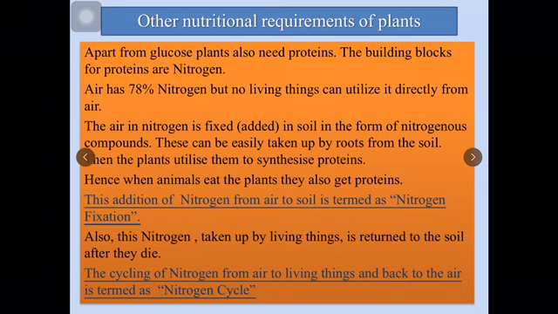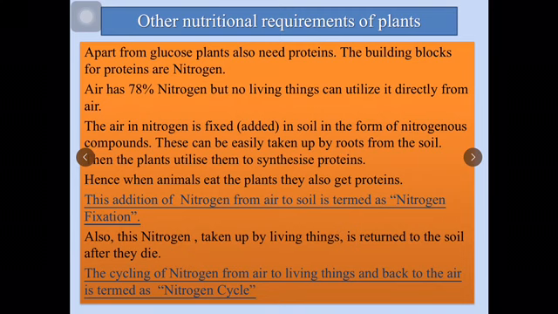They can use that nitrogen in the air, and they change it into certain chemicals or certain compounds which are called nitrogenous compounds. And when this nitrogen is converted to nitrogenous compounds, it mixes in the soil, and plants take it up from the soil with the roots, and when the animals eat those plants, they also get proteins. So the nitrogen in the air is fixed or added in the soil in the form of nitrogenous compounds. These can be easily taken up by roots from the soil, and then plants utilize them to synthesize proteins. Hence, when animals eat the plants, they also get proteins.